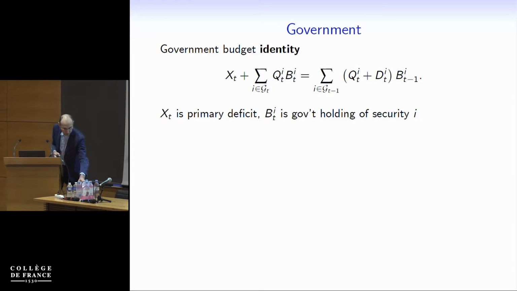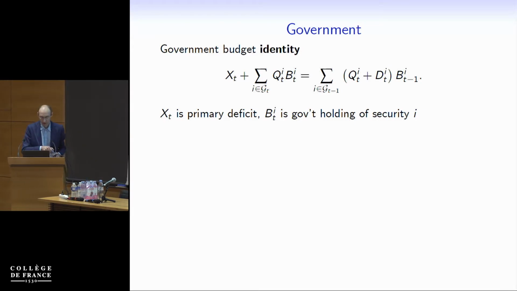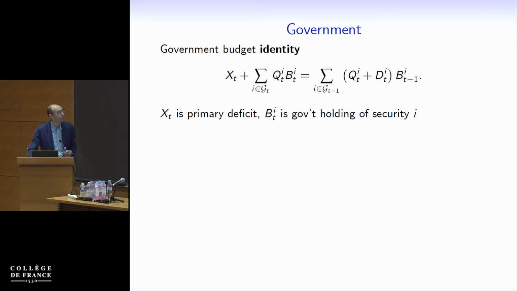So let me start with the government. Let's start with the government budget identity. At this stage, this is just an accounting identity.